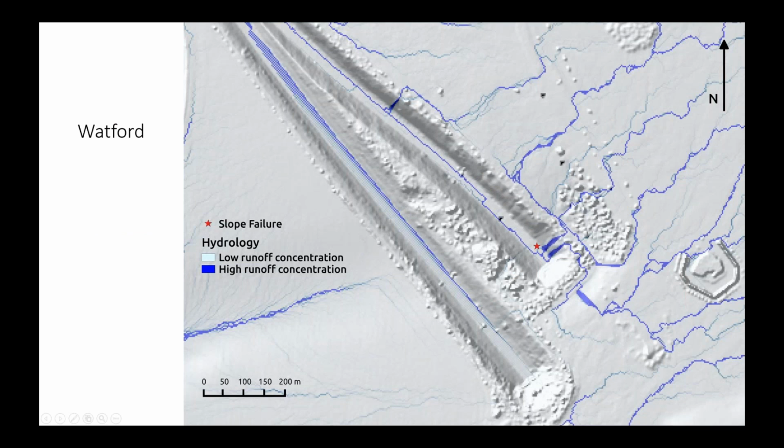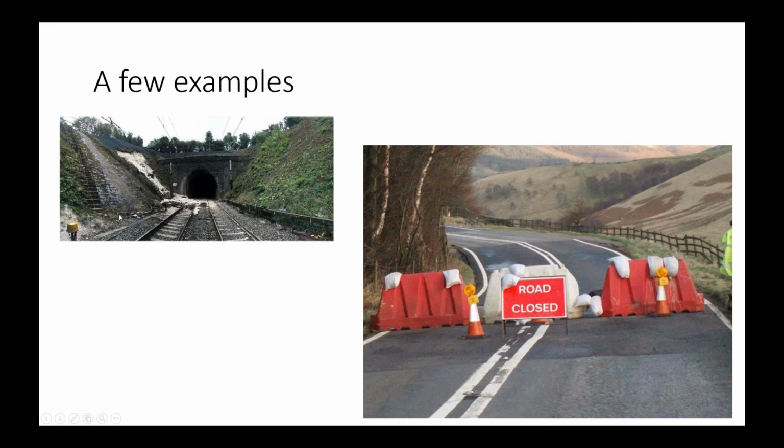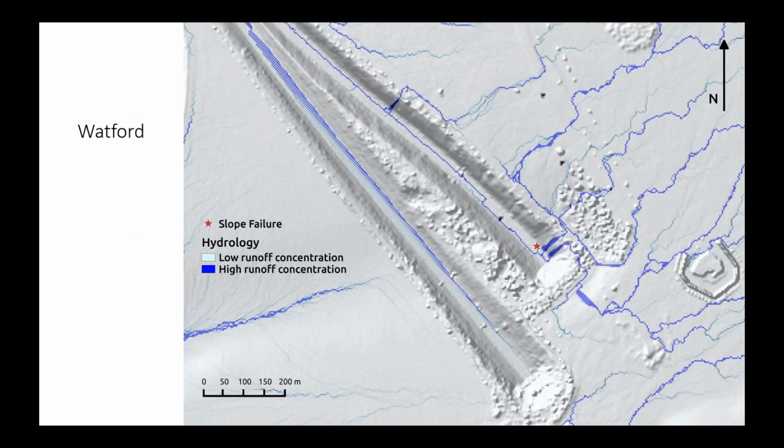So the first place I'd like to look at is Watford. Actually, if I go back a slide, this was a landslide that happened near Watford in a railway cutting. And it caused quite a lot of delays for Network Rail. So we wanted to get a sense of the risks involved, and could we have identified that as a high-risk place beforehand.